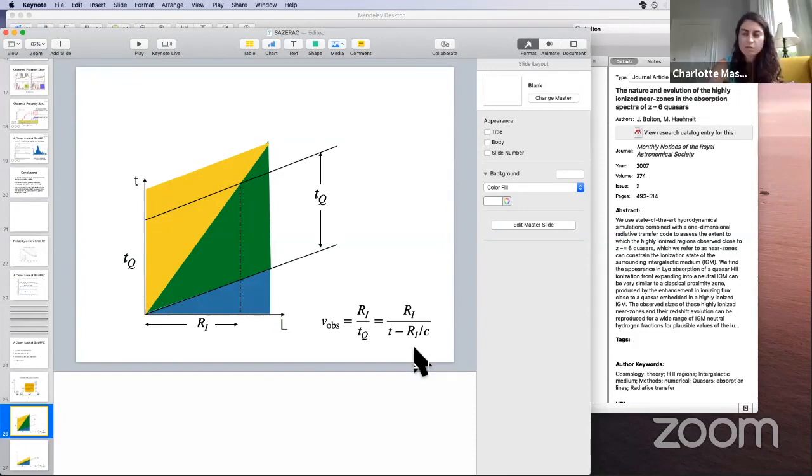Thanks. So we've got time for just one more question. It's a question from Sarah Bosman, who asks, how dependent are your results on the mean IGM neutral fraction evolution?